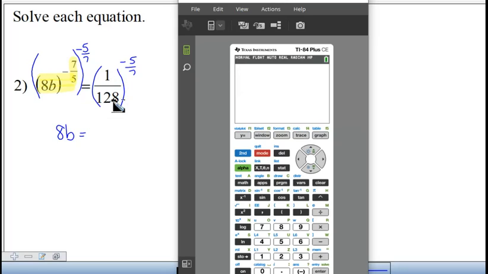Remember, if you want to put a fraction into your calculator, depending on what type of calculator you have, you can use alpha y equals enter. It'll give you that fraction bar. And I'll go ahead and put 1 over 128. And if I want to raise it to a power, I use this button right here, the upward arrow, and I'm going to put negative. Then again, I've got alpha y equals enter, 5 over 7. And that gives me an answer of 32.